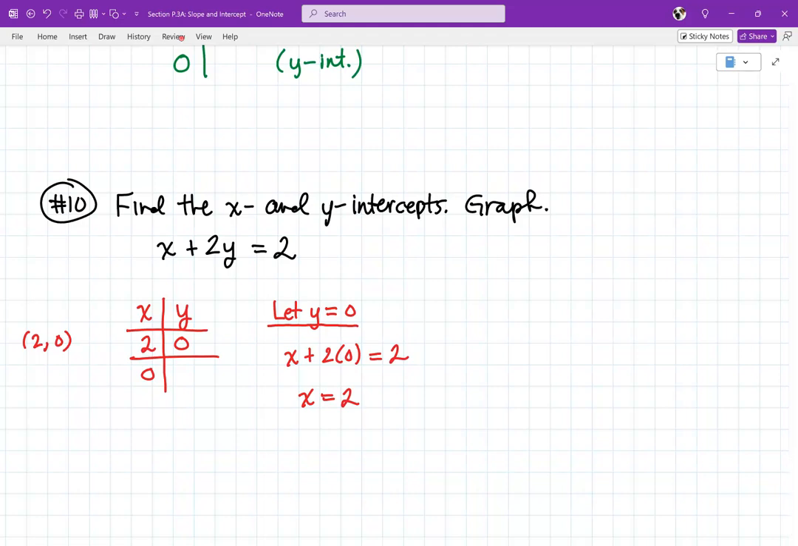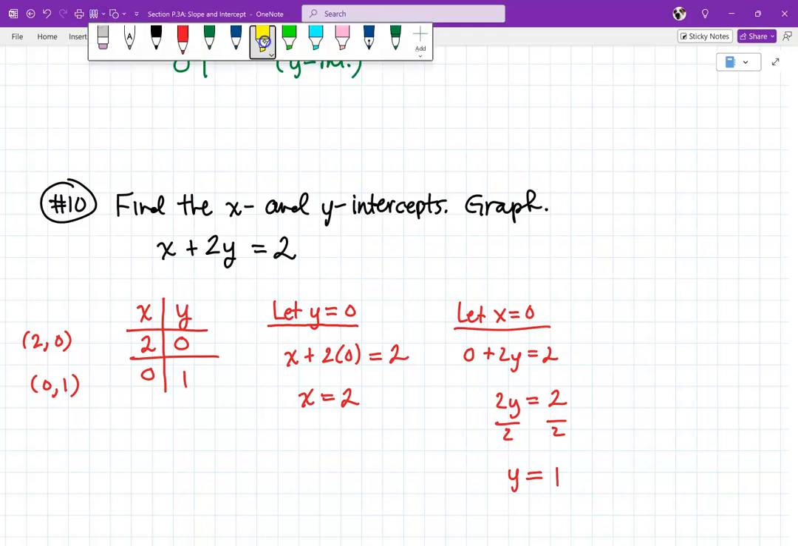Now let's find the y-intercept. I've got to let x equal 0 this time. According to my formula, x plus 2y equals 2, I'm going to let x equal 0. So it's 0 plus 2y equals 2. Well, 0 plus 2y is just 2y. So 2y equals 2. I've got to divide by 2 to get y by itself. So y is equal to 1. I'm going to fill in that 1 right under the y column. So my other point is 0, 1.